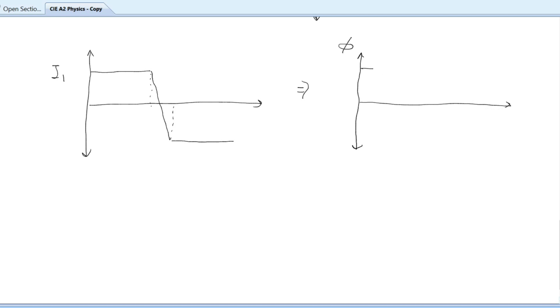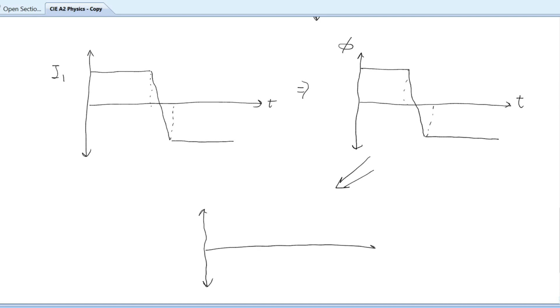So constant magnitude of flux, then changes, then constant. So this is how the flux and the current vary with respect to time. This induces an EMF which varies like this. So using E is negative d phi by dt, you will get the gradient of these graphs.